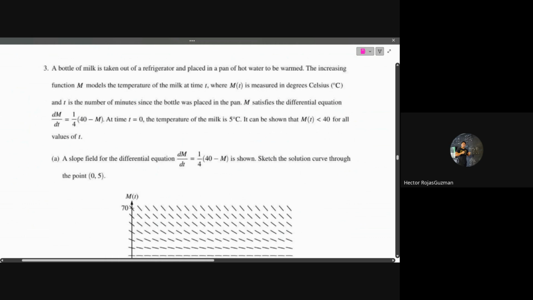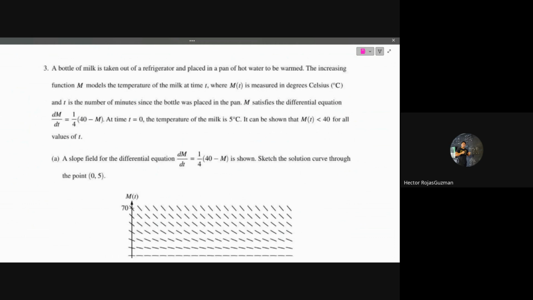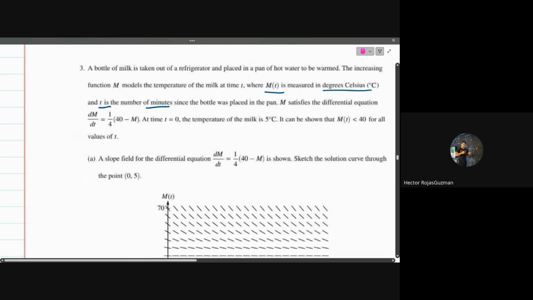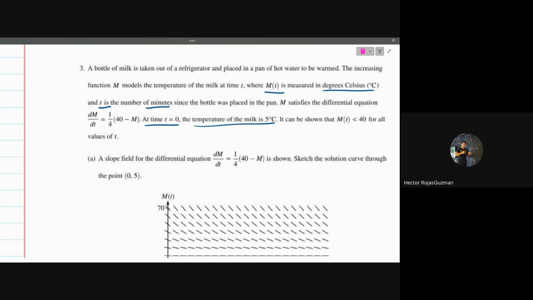A bottle of milk is taken out of the refrigerator and placed in a pan of hot water to be warmed. You know what? Go ahead and read it, and let me tell you what information is important here. t is minutes. M of t is degrees Celsius. At time t equals 0, the temperature of the milk is 5 degrees Celsius. And then, of course, the equation given to us.